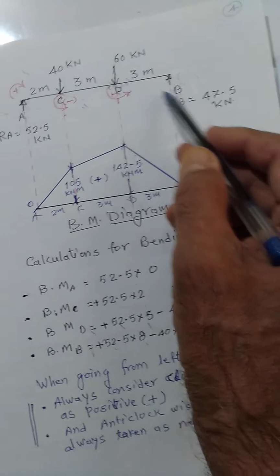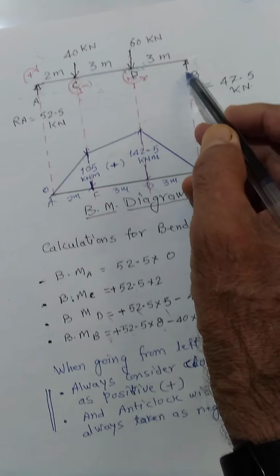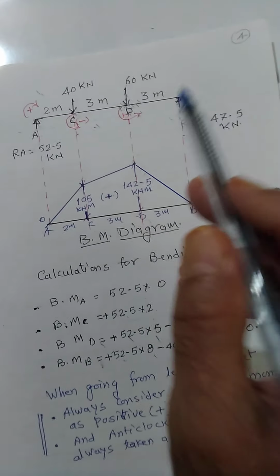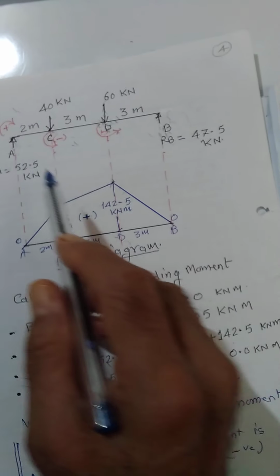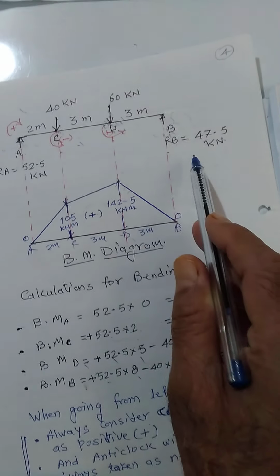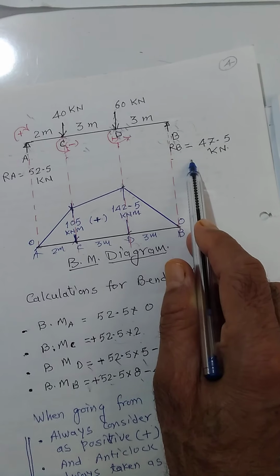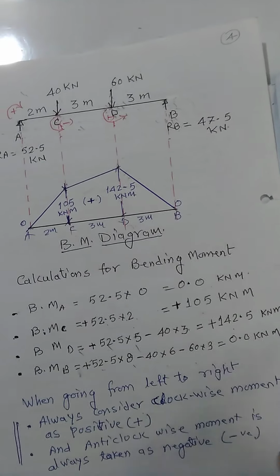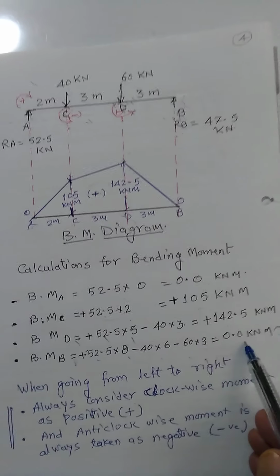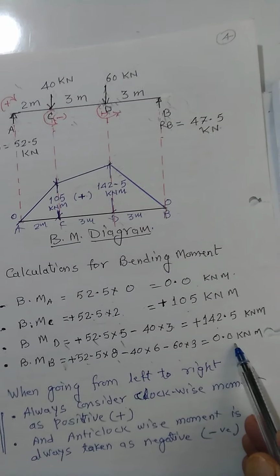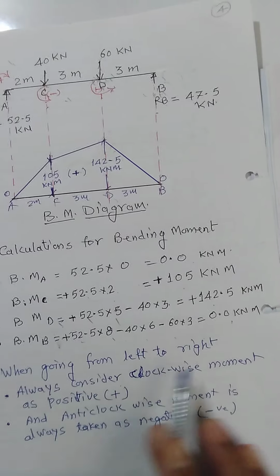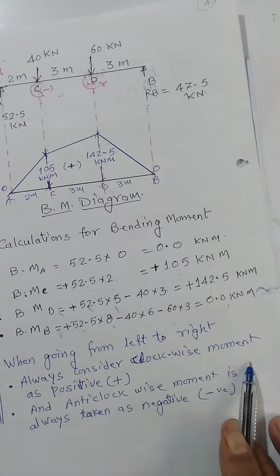Similarly, when we take the bending moment at B, RA into this distance clockwise, 40 into this distance anti-clockwise, 60 into this distance again anti-clockwise, and the total summation must come out to be 0 whether we take the moment at A or at B, because when it is simply supported, the final bending moment turns out to be 0. Yes, it comes out to be 0. There is again a systematic calculation to be done while going from left to right. Always consider the clockwise moment as positive and anti-clockwise moment as negative.